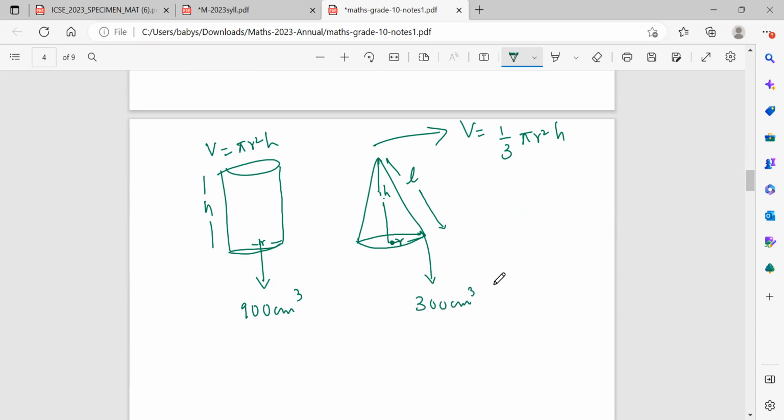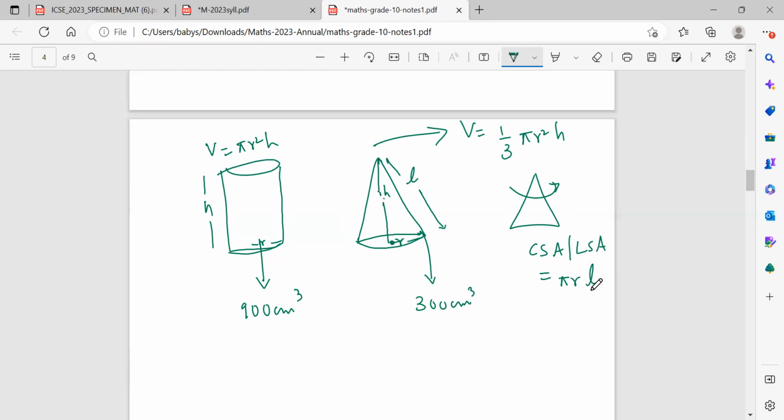It will be 1/3. As in, the capacity of 3 cones with the same base radius and height will be equal to the capacity of the cylinder. And coming to the CSA, just the curved part of the cone, CSA will be what? CSA or LSA, lateral surface area. Because it's curved, we can use the word CSA. It will be pi r L.